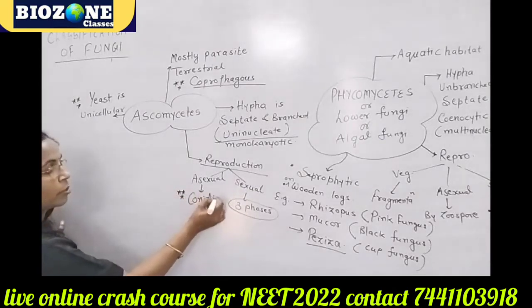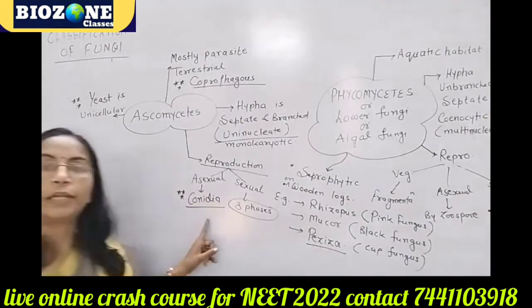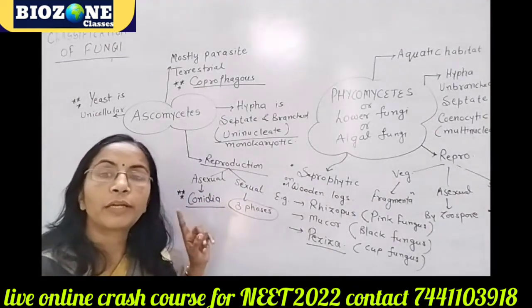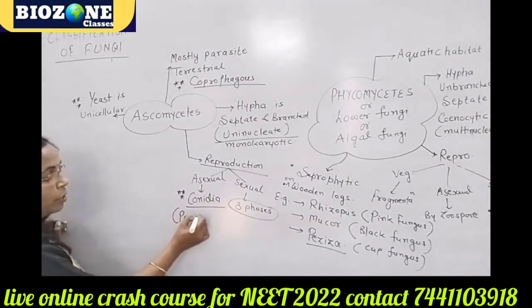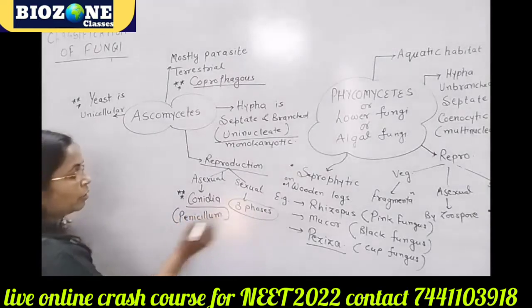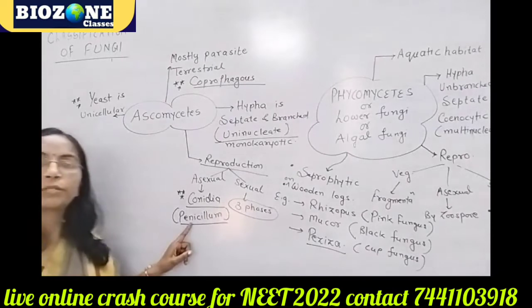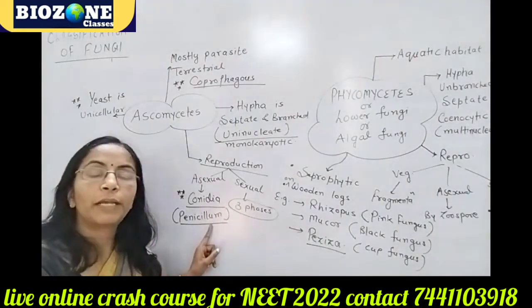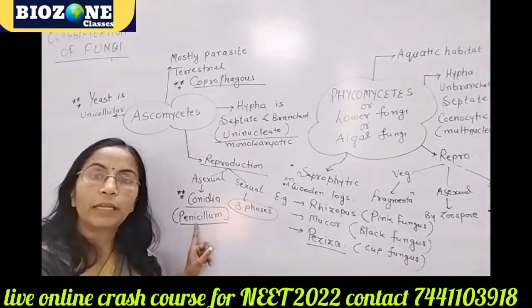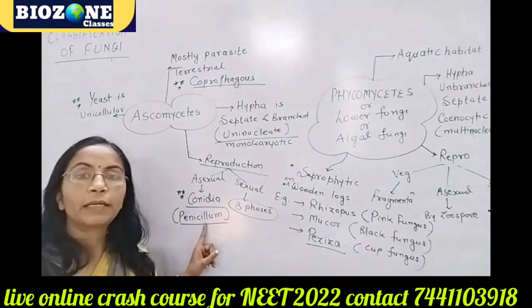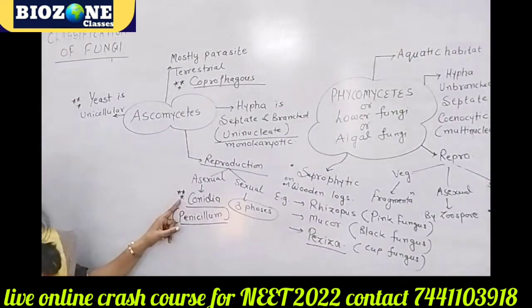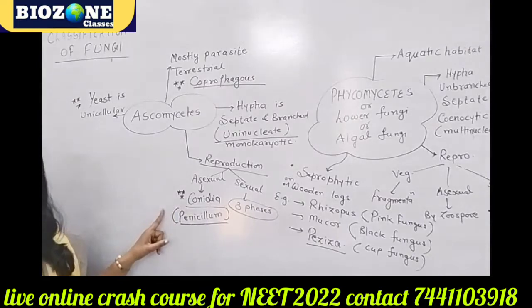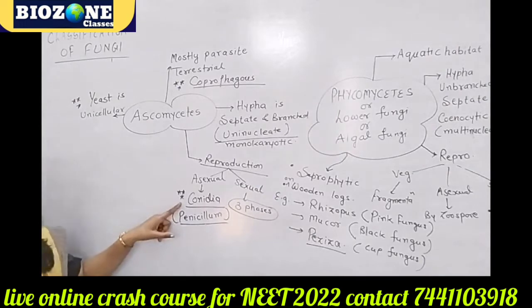Predominantly asexual reproduction in Ascomycetes takes place by conidia, and in class 12 when you studied reproduction in organisms, conidia example you studied, predominantly conidia formation in Penicillium. So Penicillium is the first fungus from which antibiotic penicillin was first obtained. Alexander Fleming discovered penicillin from Penicillium. And then after, you remember conidia are the main spores, asexual spores, not the sexual spores. So asexual spores conidia are formed.